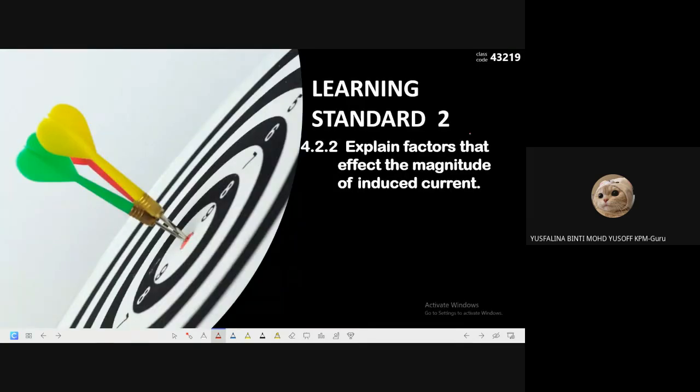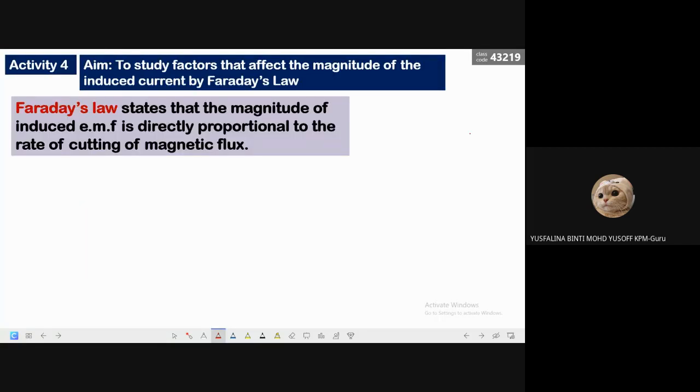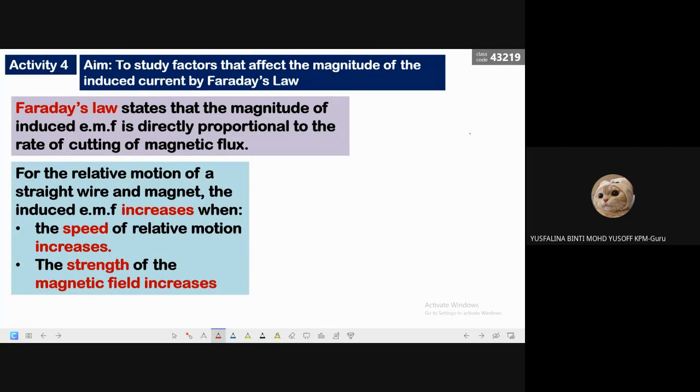Okay, so explain factors that affect the magnitude of induced current. Alright, so this one we use Faraday's law. You need to know the difference. What is Lenz's law? Lenz's law is that the direction of the induced current will always oppose the change of the magnetic flux. We use it to determine north, south, and the right direction of the current.